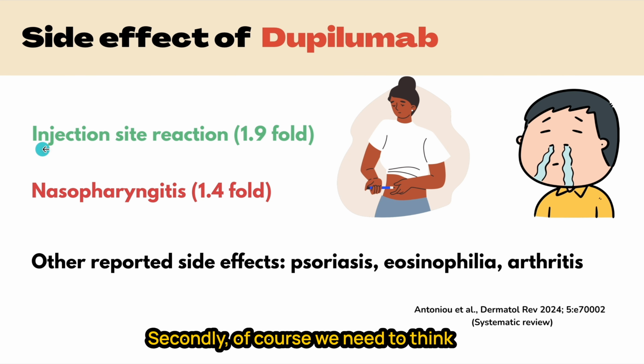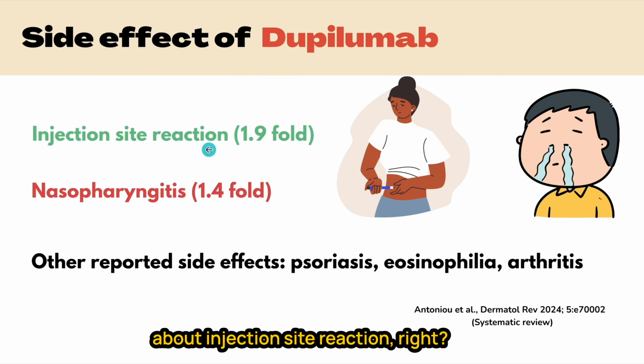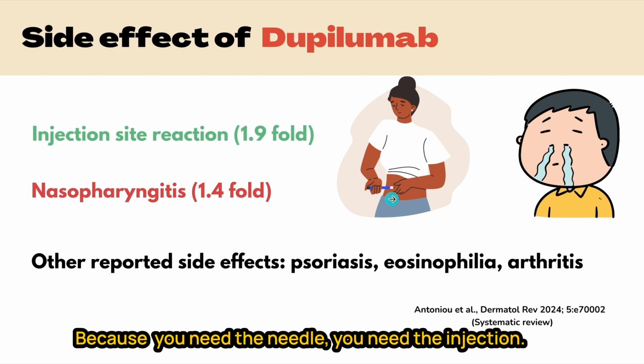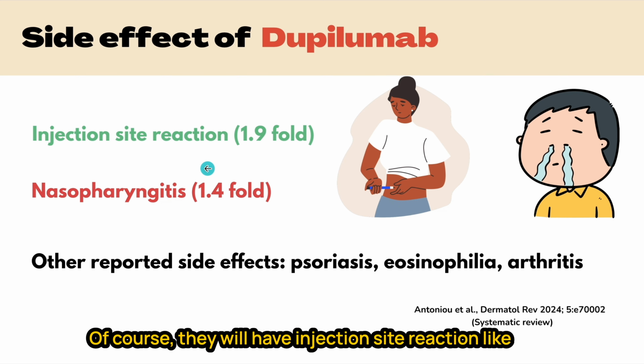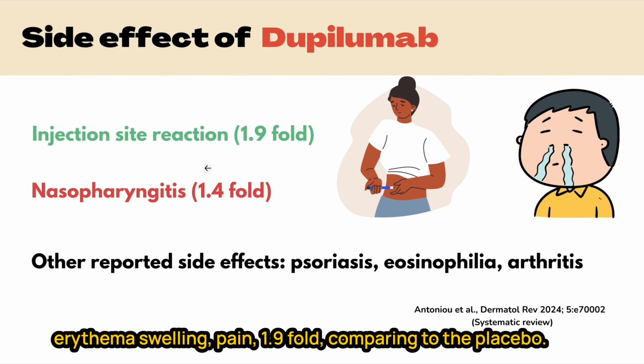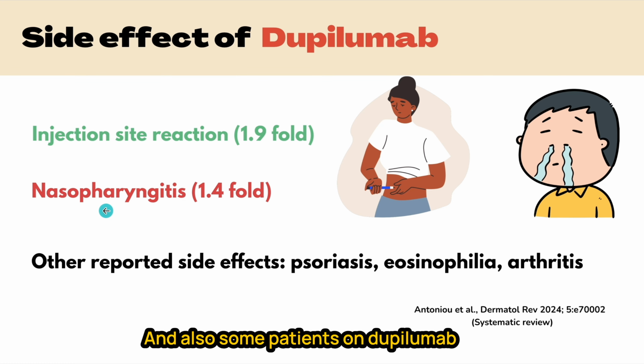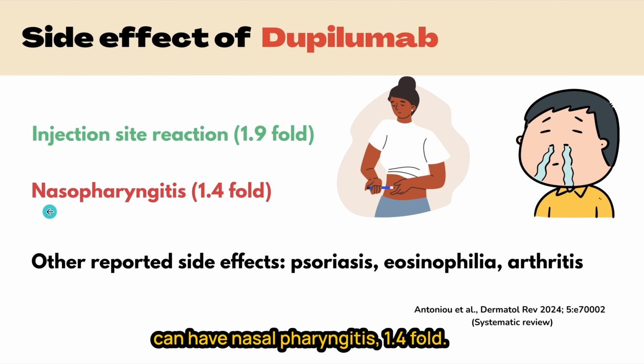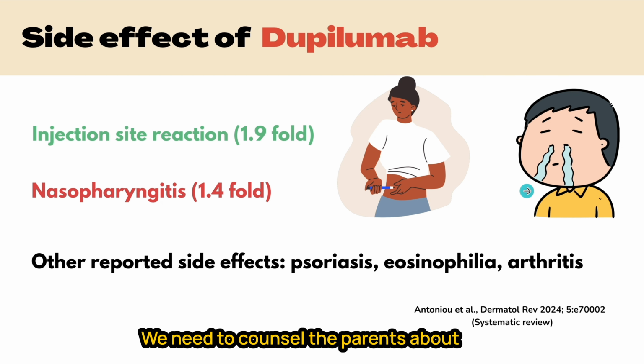Secondly, of course, we need to think about injection site reaction, right? Because you need the needle, you need the injection. Of course, they will have injection site reaction, like erythema, swelling, pain. 1.9-fold comparing to the placebo. And also some patients on Dupilumab can have nasopharyngitis, 1.4-fold. We need to counsel parents about that.